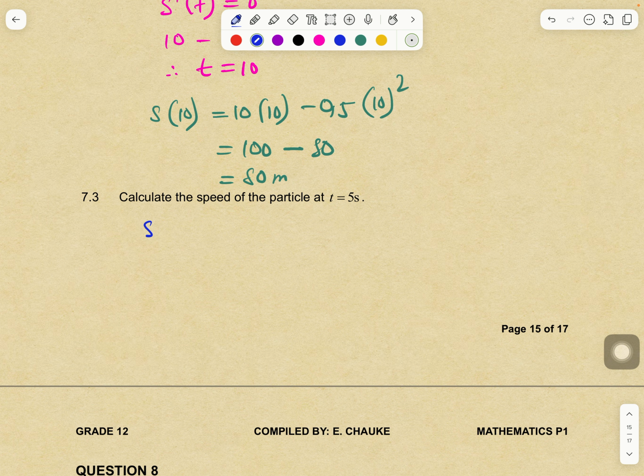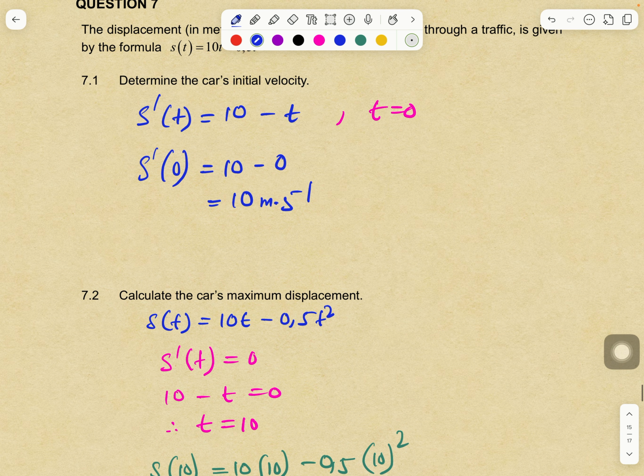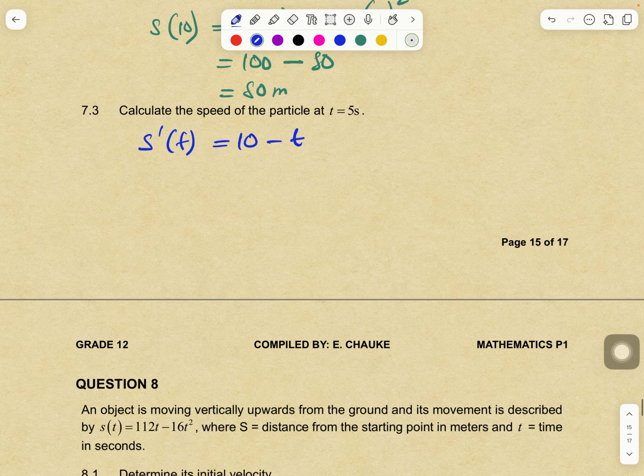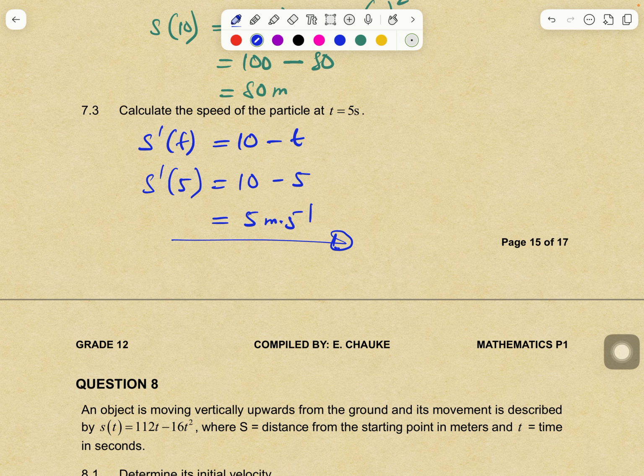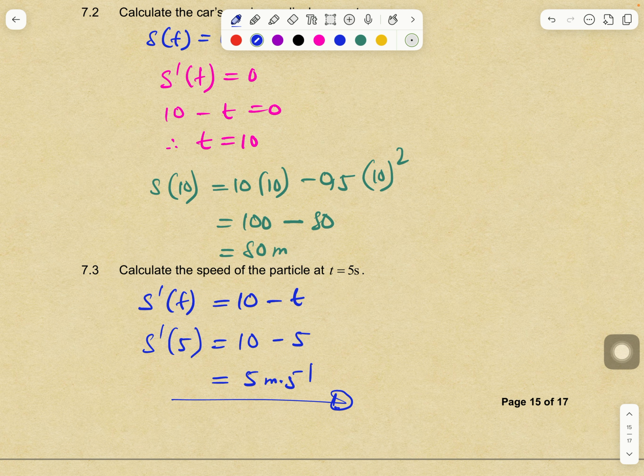You need to have it. So, s prime at t is equal to 10 minus t. My pen is running out. So there was 10 minus t. But what is t? t is 5 seconds. So therefore, we have s prime at 5 seconds, which will be 10 minus 5. We substitute 5 where there is t, and then we get 5. It's a speed, so that is meters per second. That's what we get there by physics.